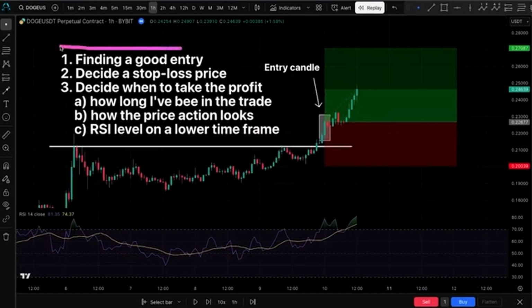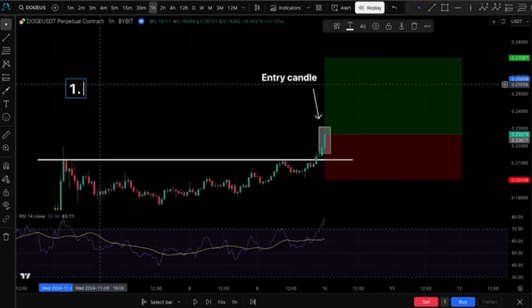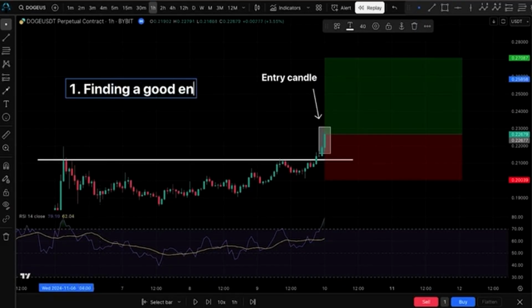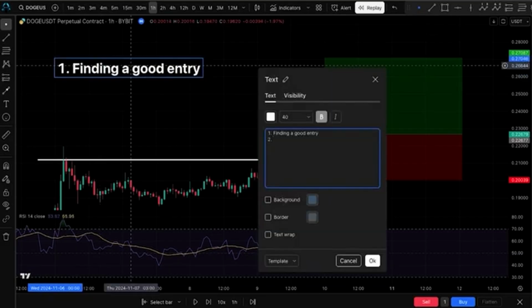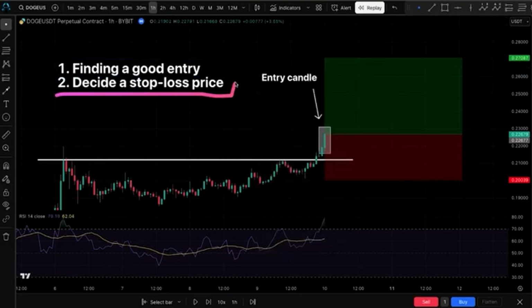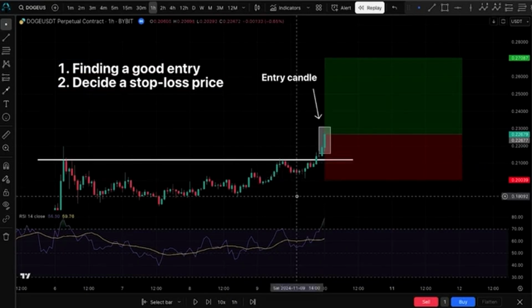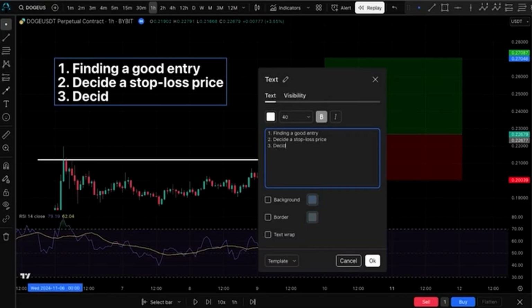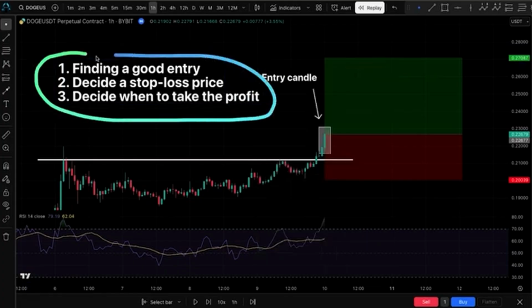And the most important thing with this strategy for me when I use it is the entry. So my first priority is finding a good entry. And when I am in an entry, the second priority is to decide a stop loss price. For me personally, sometimes I use a stop loss in my exchange, but sometimes I close the trade manually if I'm watching the trade as it happens. And the third priority is deciding when to take the profit. So this is my order of priority when I'm trading.